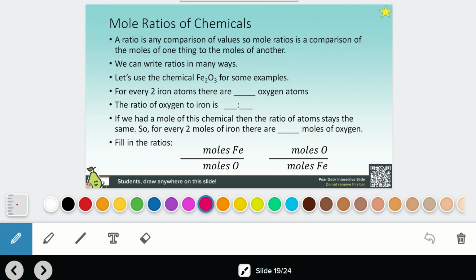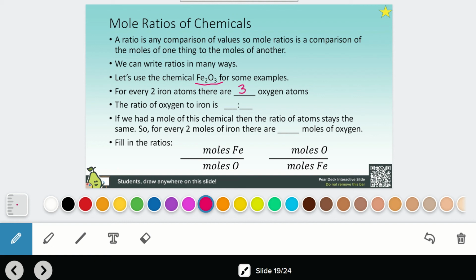So we're going to use the chemical Fe2O3, iron(III) oxide, for these first few examples. When we look at that chemical formula, what it represents is, for every 2 iron atoms, there are blank oxygen atoms. Well, based on the chemical formula, Fe2 means there are 2 iron, and for every 2 iron, we have 3 oxygen atoms. So it's a ratio of the atoms in iron oxide, right? It's a 2-to-3 ratio of those atoms.